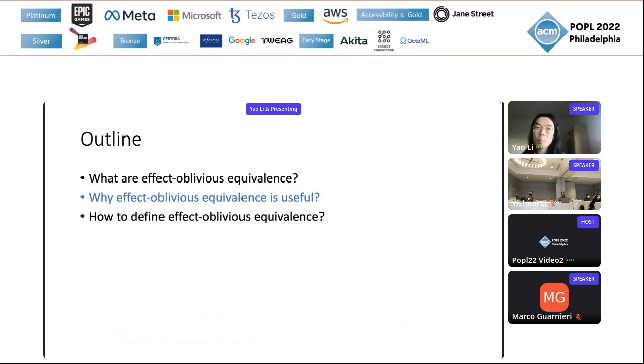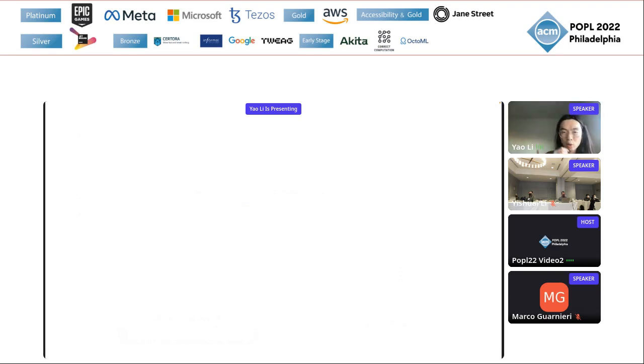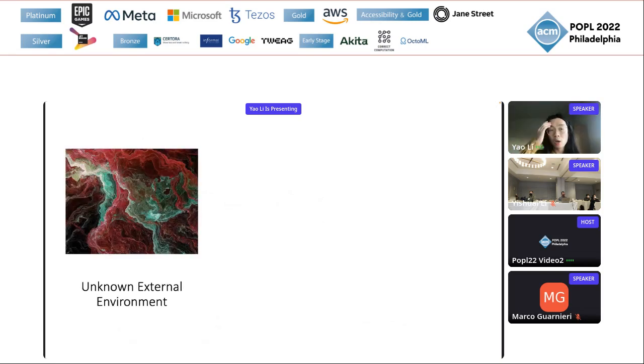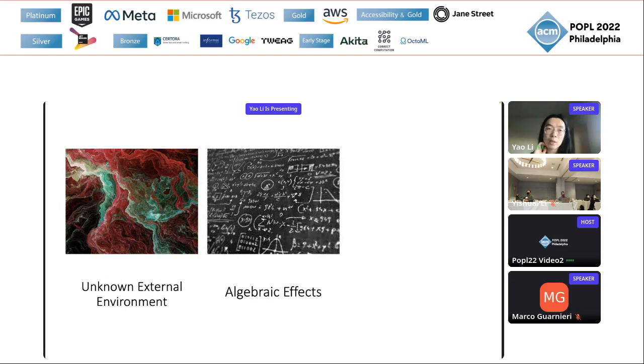So these are all very informal. Before I move on to show how I define effect-oblivious equivalence more formally, I want to talk briefly about why it would be useful. There are basically three situations where it is useful. The first situation is that the external environment is unknown. We could be reading from anything, and when our compiler wants to do optimization, we should not be assuming anything. The second possibility is with algebraic effects.